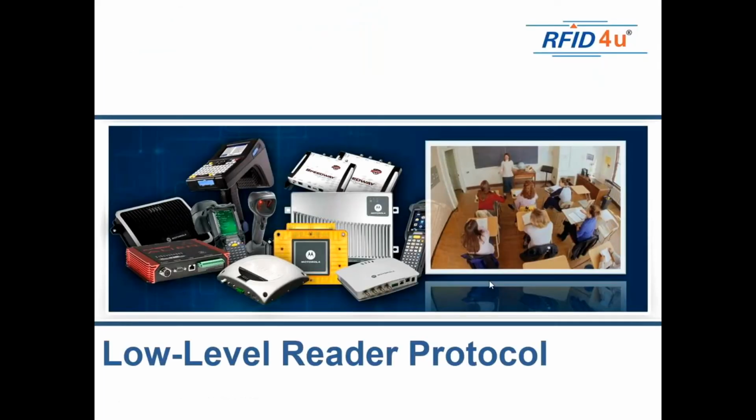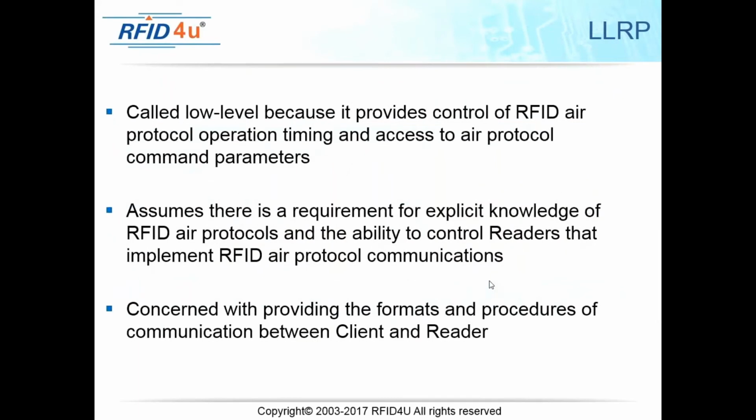Now, we have what's called a low-level reader protocol. Remember, every reader and tag must have a protocol. They must be working on the same protocol to be able to communicate with each other. And up until LLRP came out, each reader and tag manufacturer had to write their own protocols, which meant that if you bought a reader from Alien, you had to buy tags from Alien. If you bought a reader from Zebra, you had to buy tags from Zebra.